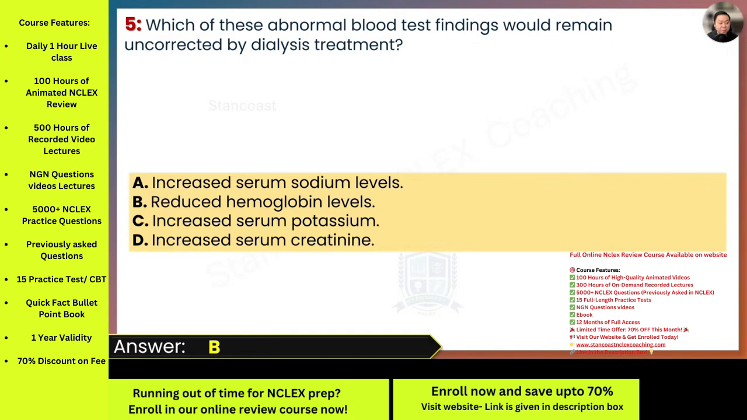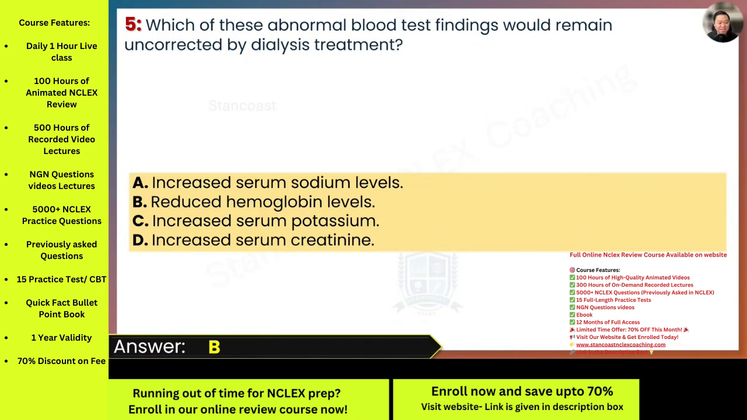Now, what about letter C? Increased serum potassium. Hyperkalemia, right? This is one of the most critical reasons dialysis is performed. And this is life-threatening because it can lead to fatal cardiac arrhythmias. And dialysis can effectively remove the excess potassium. This will prevent complications. And so unlike the anemia, hyperkalemia is something that dialysis can fix.